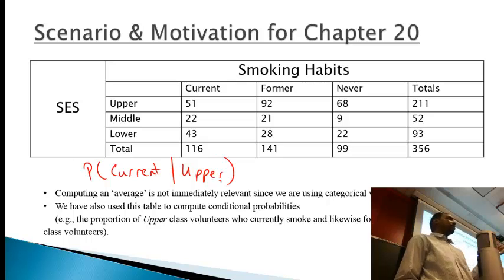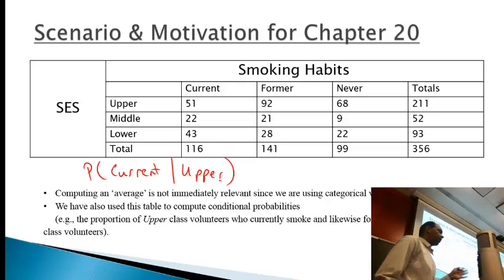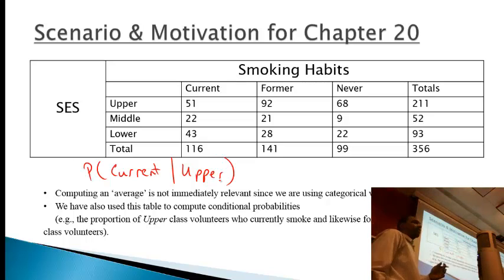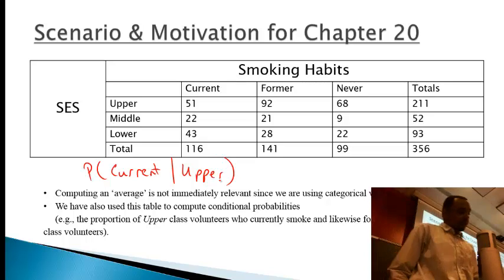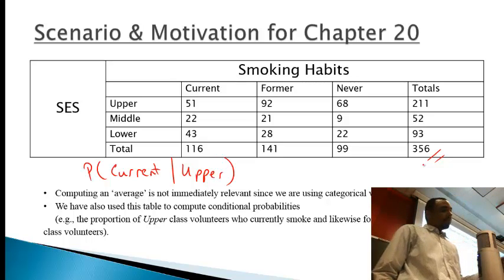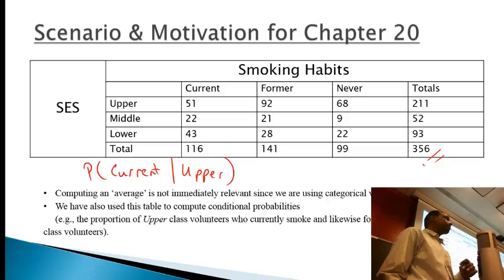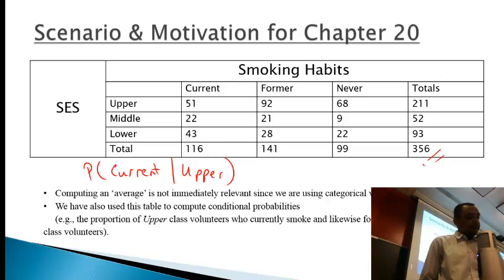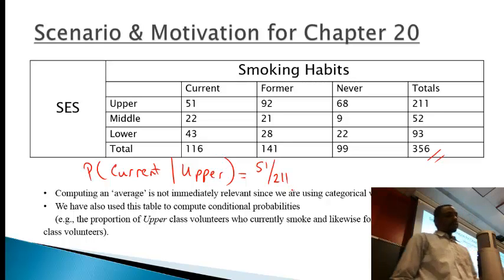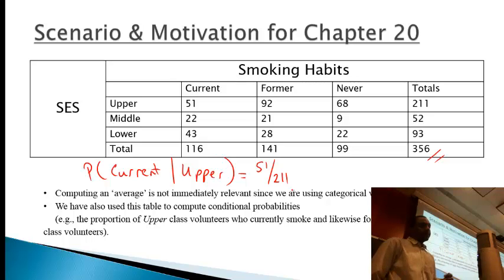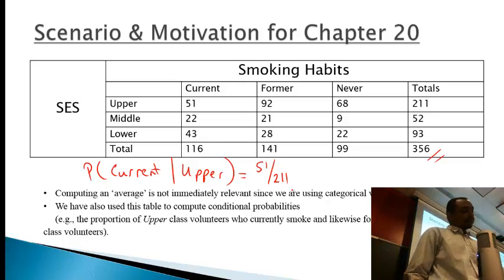Now, I know some of your names because you turn in tests to me, right? Right, Ramara? Okay. So, Ramara, we have 356 volunteers, right? But I'm saying, if I know someone's from the upper class, what percent of them currently smoke? Which fraction is that? 51 out of 211. Correct, right? Okay. So 51 out of 211.